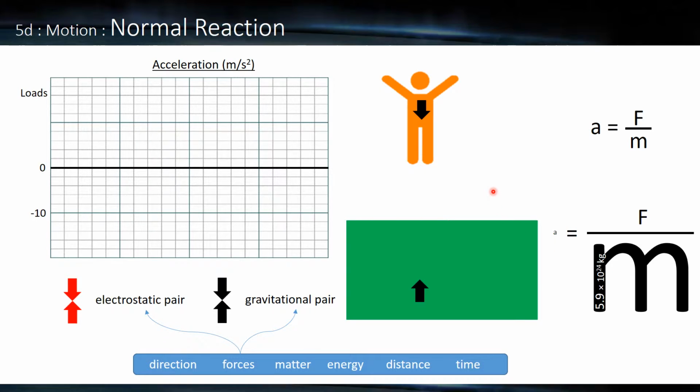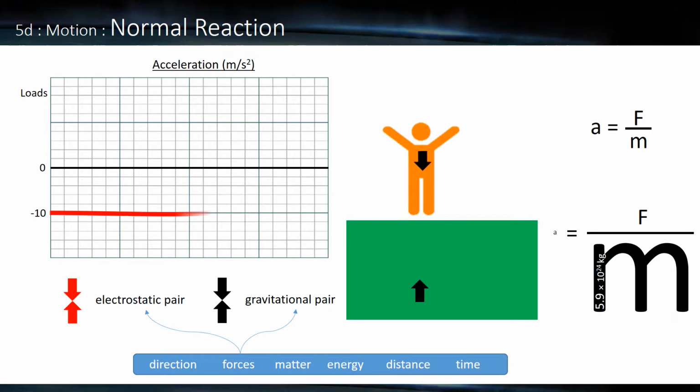Now let's see what happens when we allow the film to run and the person comes into contact with the ground. Well, what happens is we get an electrostatic pair being created. As soon as there's contact, the electrostatic force comes into play. So let's just run that and see what happens. So here we go, the person is attracted and accelerated downwards, the Earth is accelerated upwards but much less.